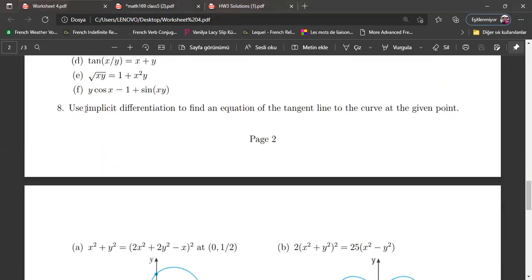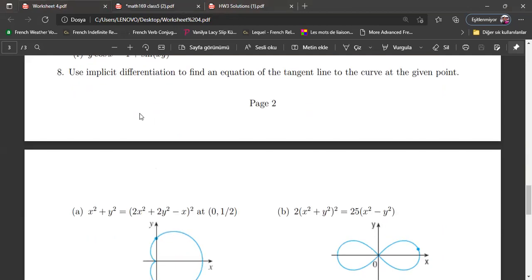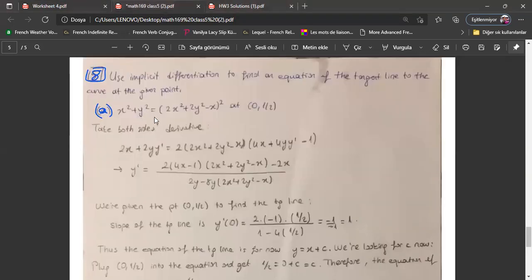Now we will use implicit differentiation again for the given equalities, and then we will find the tangent line at the given point. So here we have the first part. First find y prime. On the left we take the derivative with respect to x. We have 2x plus 2y y prime.